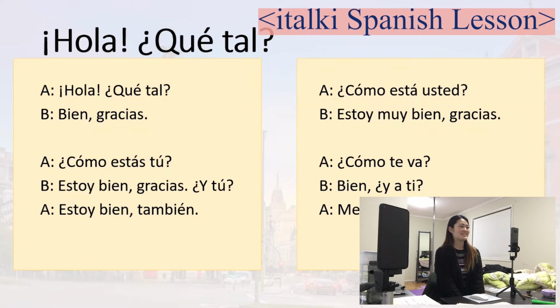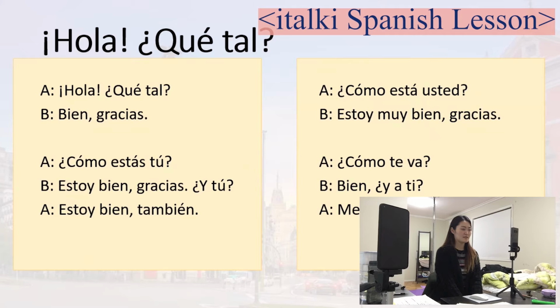And now you ask me, okay? Okay. Hola, ¿qué tal, Rafa? Bien, gracias. ¿Cómo estás tú? Estoy bien, gracias. ¿Y tú? Estoy bien también. ¿Cómo está usted? Estoy muy bien, gracias. ¿Cómo te va? Bien, ¿y a ti? Me va bien, gracias. And now just to fix the sentences, okay?